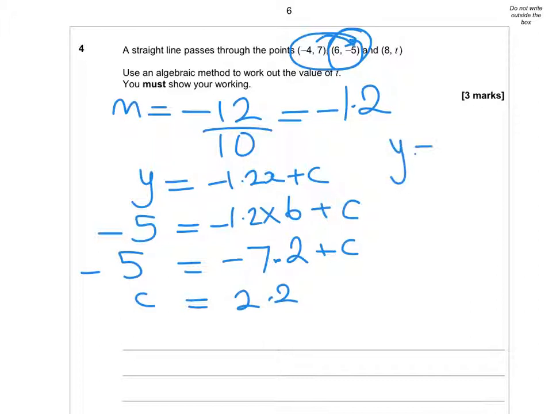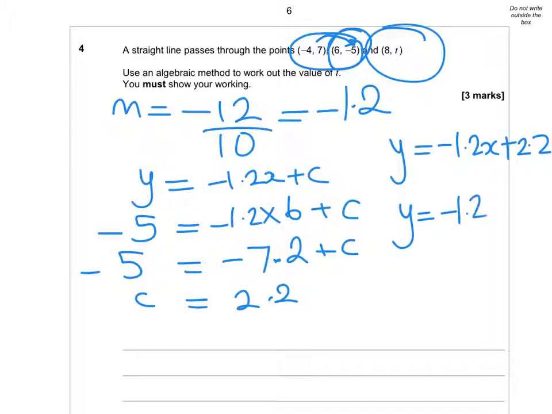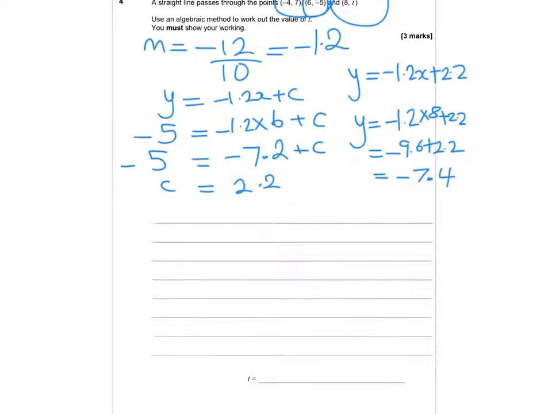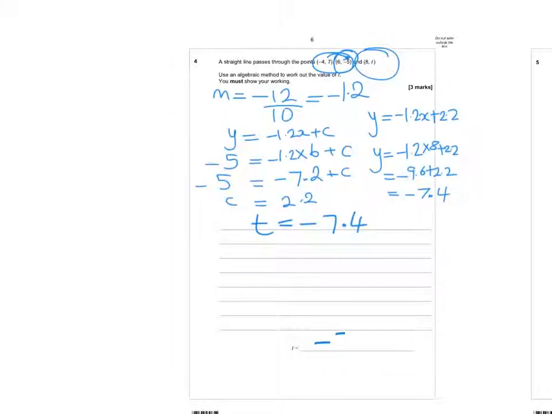So I've got y = -1.2x + 2.2. And I'm going to substitute in my points here. y = -1.2 times 8 + 2.2, which is -9.6 + 2.2, which is going to be -7.4, which is t. So t = -7.4.